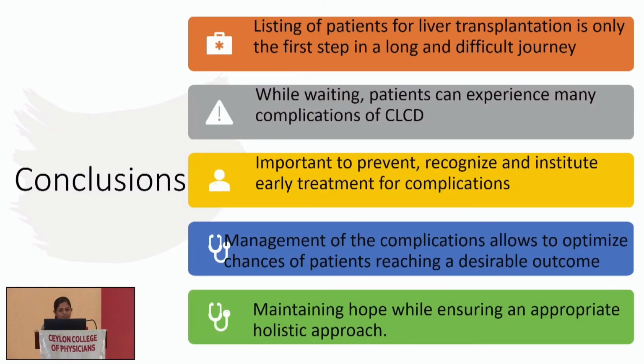So let me summarize what I have told up to now. Listing of patients for liver transplantation is only the first step in a long and difficult journey. While waiting, patients can experience many complications of chronic liver disease. The important thing is to prevent, recognize, and institute early treatment for complications. And management of the complications allows us to optimize the chances of patients reaching a desirable outcome. And we need to maintain the hope while ensuring an appropriate holistic approach.